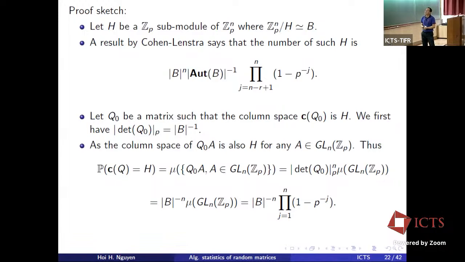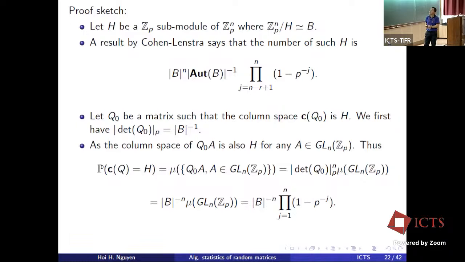So the probability that our matrix has column space H is as follows. Remember, mu is the product measure over the whole entry-wise. So the probability that our matrix belongs to this set, this Q0 A, you can now calculate: the measure of this set is the determinant to the n times the measure of GL_n. The determinant to the n is because if you imagine that this matrix is diagonal, then you multiply a diagonal matrix and look at the determinant of the new matrices, everything will be raised to the power of n.